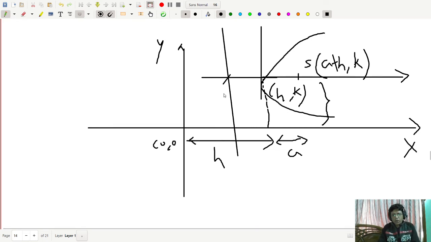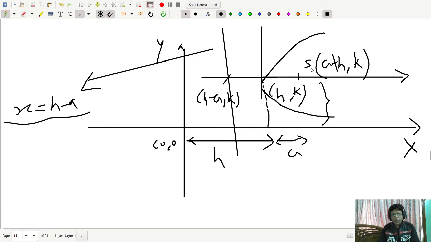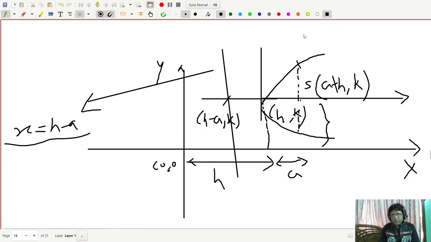Then what is the equation of the directrix? This point will be h minus a comma k. So the equation of the directrix will be x equal to h minus a, right? This is the equation of the directrix, and the length of the latus rectum will be 4a in this case also. What will be the extremities of the latus rectum?